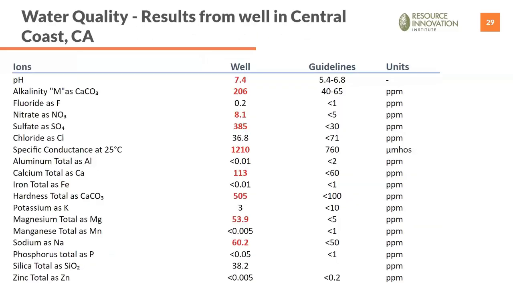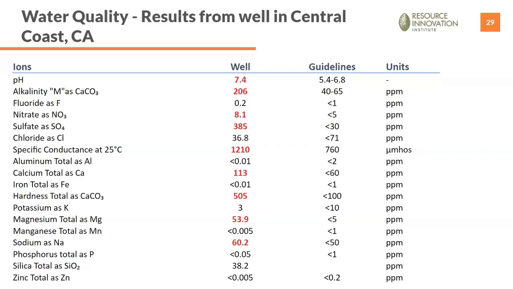And this is well water results from a well that we tested in our area in the central coast of California. And you'll see highlighted in red are all of the water ions that are well above the recommended guidelines for good irrigation water. So this is not uncommon in California, where if you just take pure well water, that water quality is not good enough to use directly for irrigation.